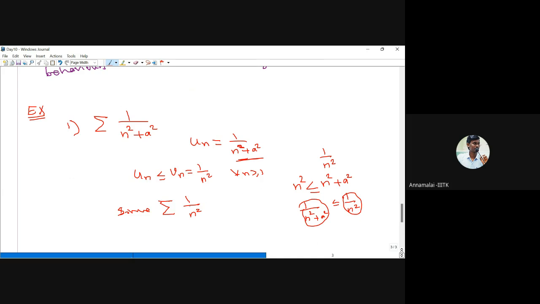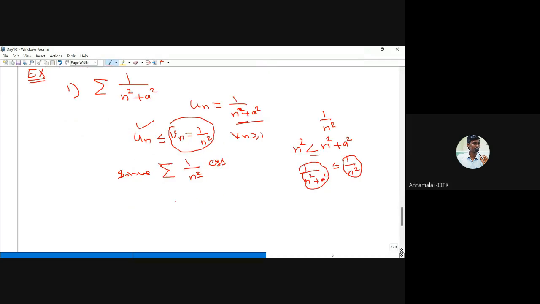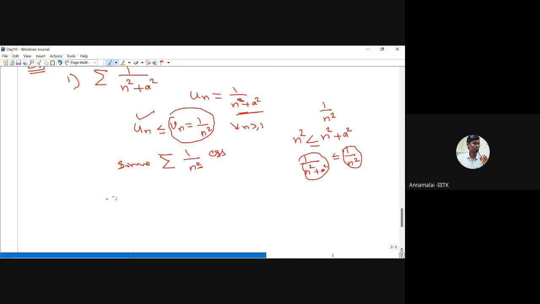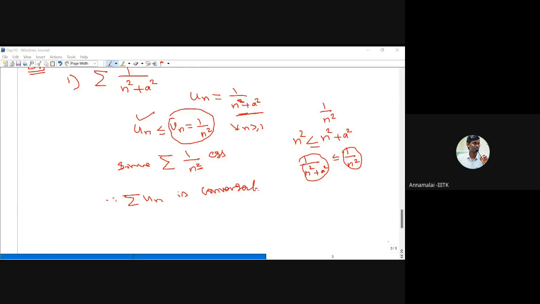Since we know that this series converges, why? Because of the power t, where t is here 2, bigger than 1, therefore it converges. Since the bigger series converges, the smaller series converges by the comparison test. Therefore, summation Un is convergent. So, got it? Any doubt?